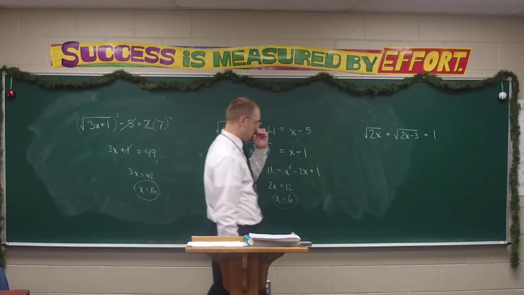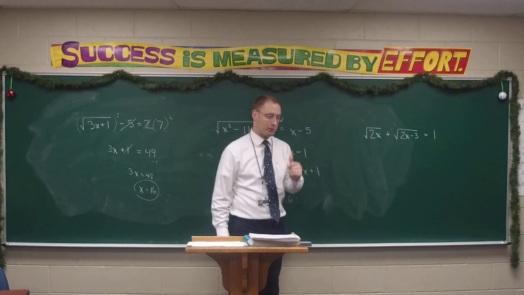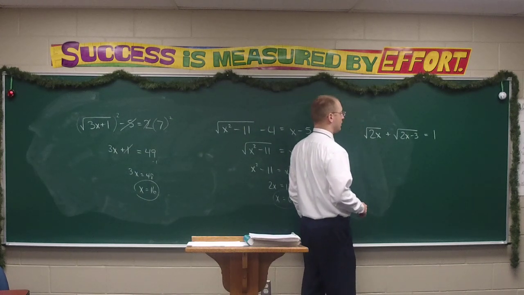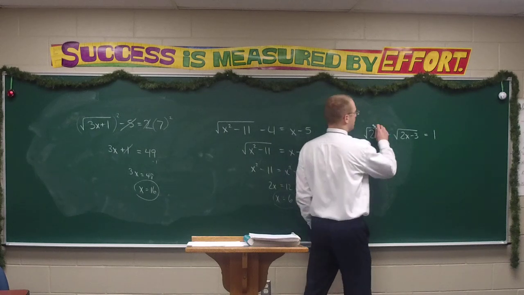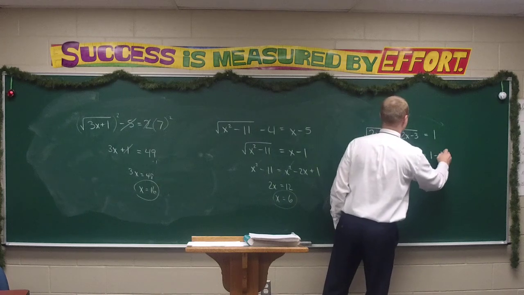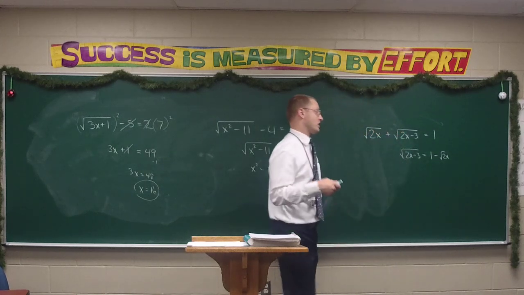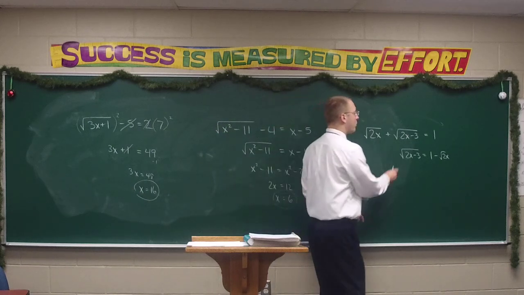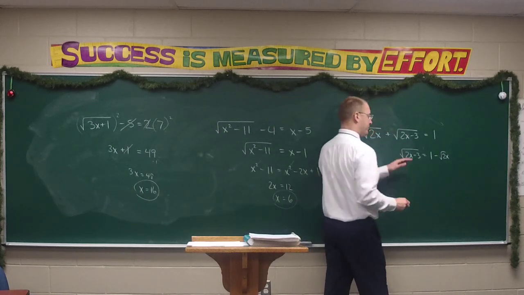So we would want to do what to isolate the biggest radical, Brandon? Subtract the square root of 2x. Right, move this little guy over and get the square root of 2x negative 3 all equal to 1 minus the square root of 2x. So we isolate the biggest radical, and then, class, we square both sides. Obviously, when we square on the left, that's easy, Brandon.